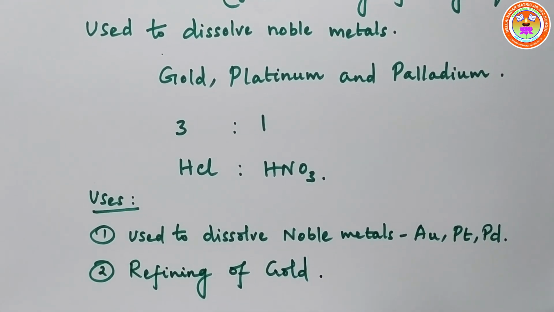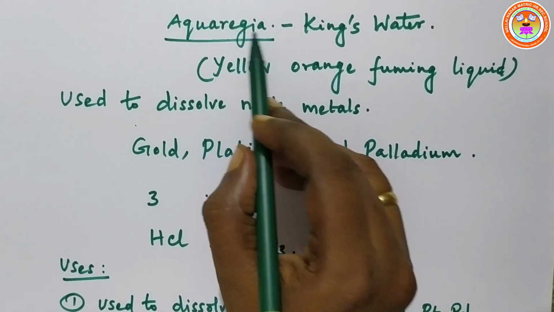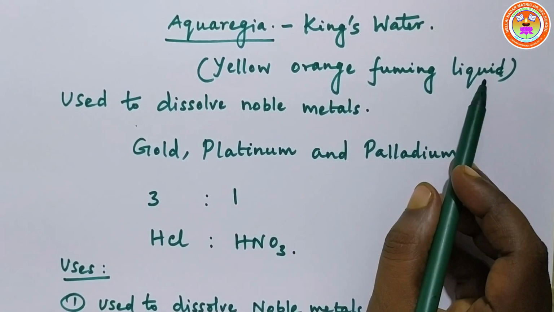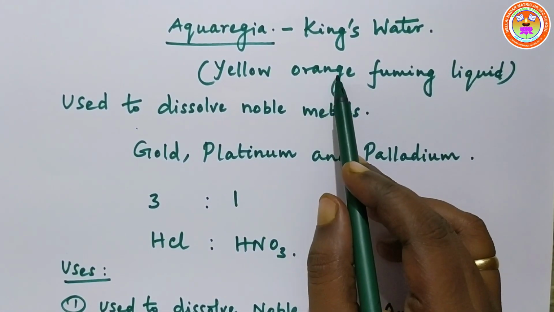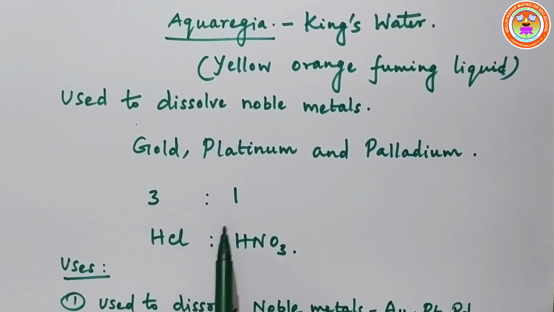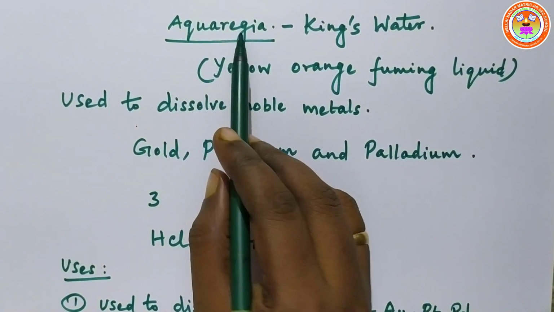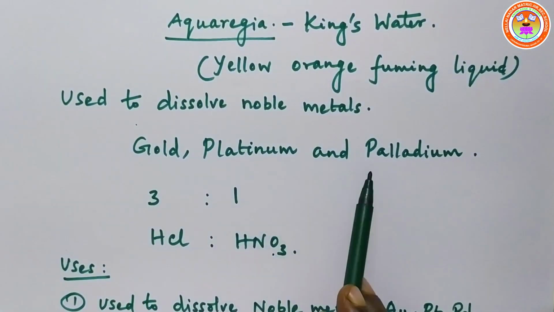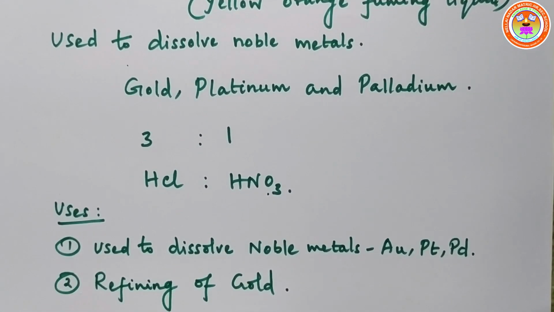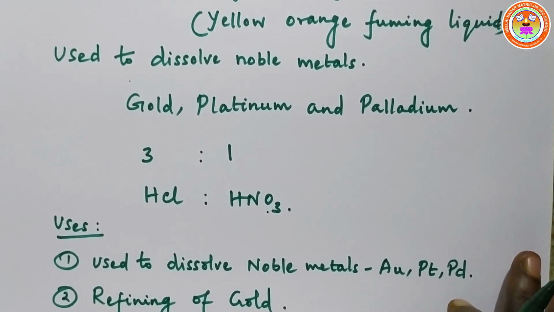Okay, children. So this question is very, very important. Aqua regia is also called king's water. It is a yellow-orange fuming liquid. It is a mixture of 3 volumes of hydrochloric acid and 1 volume of nitric acid. The main application of aqua regia is that it is used to dissolve the noble metals like gold, platinum and palladium, and also it is used in the refining of gold. Okay children?